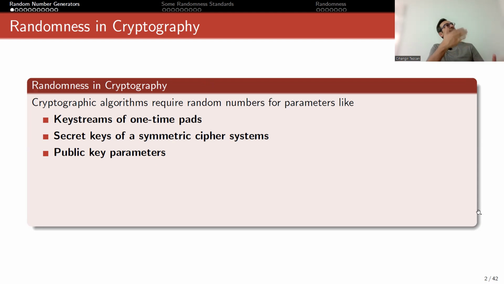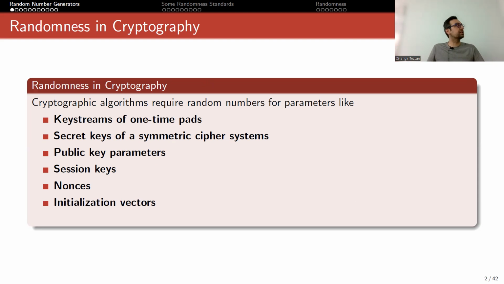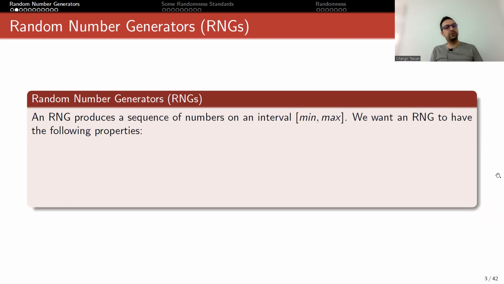Also in RSA, we will say that you randomly choose a huge prime number. So the question is, how can you do that, right? Session keys have to be random. Nonces, very important. If you use the same nonce, most algorithms can be broken. Initialization vectors have to be randomly chosen. Salts have to be randomly chosen. So as you can see, in cryptography we use randomness a lot. In almost every kind of algorithm, at some point we say that this has to be generated randomly. So let's see how we can do that.